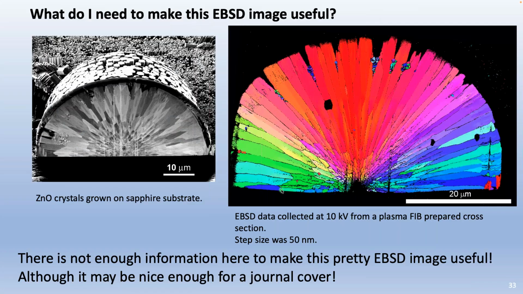What about this EBSD image? How do we make it useful? This is zinc oxide crystals grown on a sapphire substrate. We grew these nice little hemispherical assemblages of crystals. Here's an EBSD data set collected from a cross section like this, at 10 kV. This was a plasma FIB prepared cross section. Step size was 50 nanometers. Right now, with what I've shown you here, there's not enough information to make this very nice EBSD image useful. It may be good enough for a journal cover, but it's certainly not useful scientifically with what I've presented.